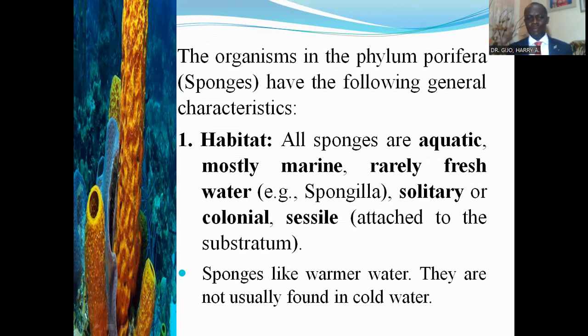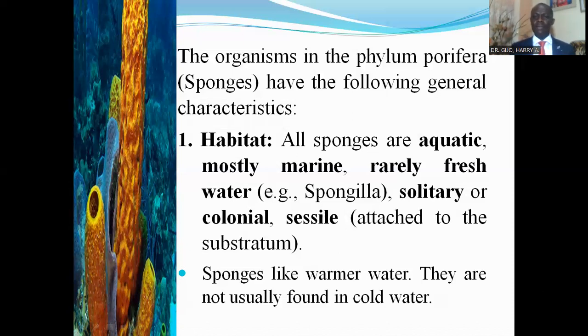Their habitat. Now, I want to look at the habitat. All sponges are aquatic, mostly marine. In fact, all sponges are found in aquatic habitats. There are no terrestrial species, and they are mostly marine organisms. There are just a few freshwater species that are in the family Spongillidae. A typical example is Spongilla, which is a species that's found in freshwater.